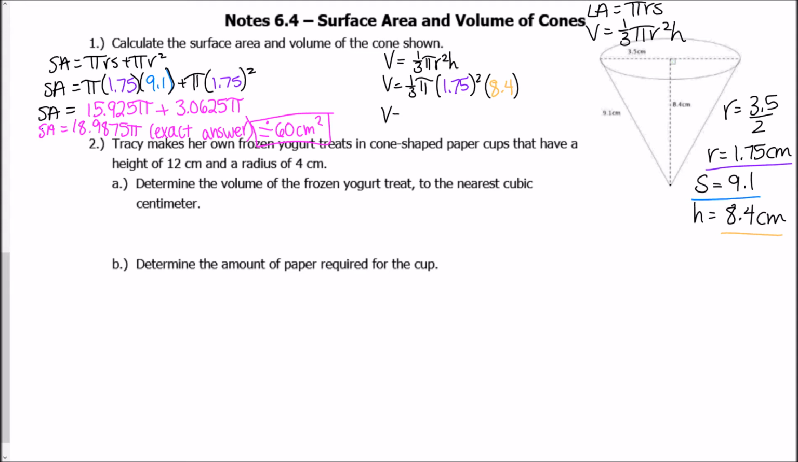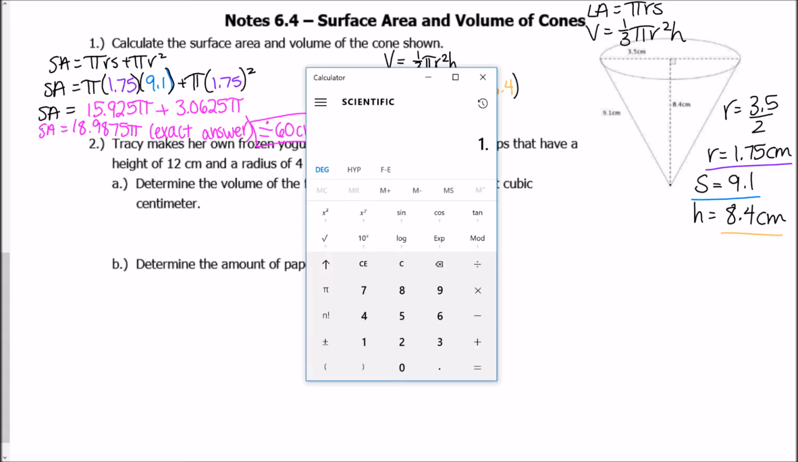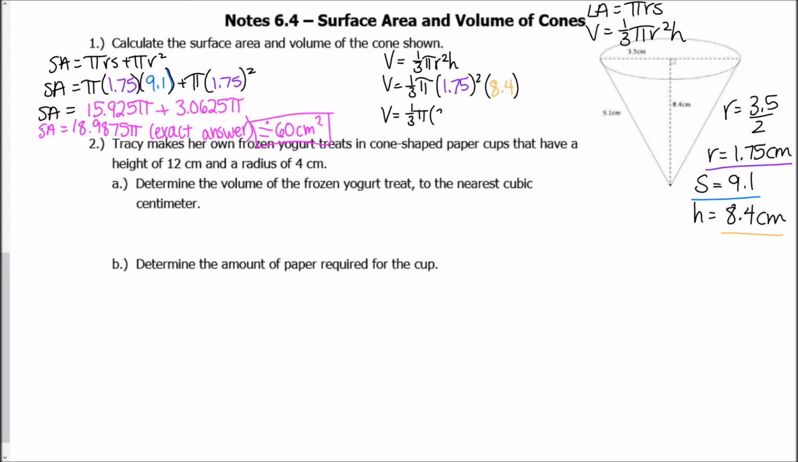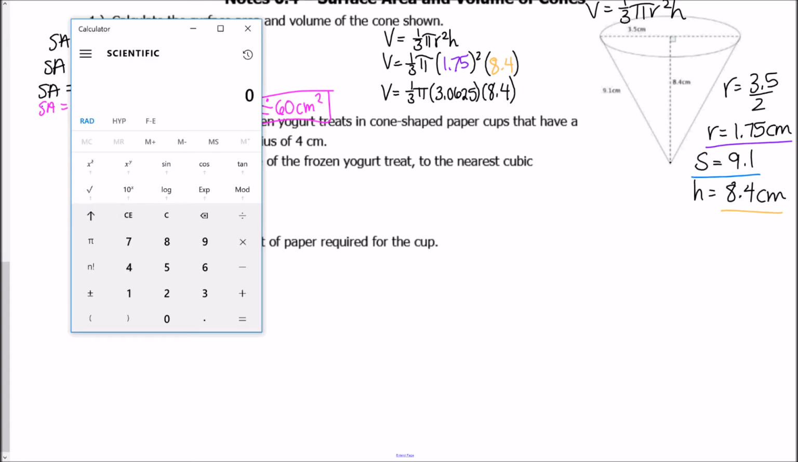So I get V equals 1/3 pi times, we figured out 1.75 squared, but let's do it again. 1.75 squared is 3.0625. So this is times 3.0625 times 8.4. Now, to keep going, to find the exact volume, I'm going to take 3.0625, multiply it by 8.4, and I get this value, but then I have to take 1/3 of that value, which means I need to just divide by 3, so I get 8.575.